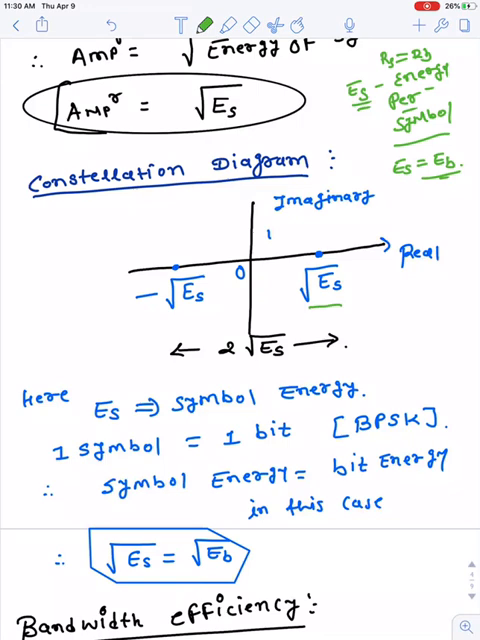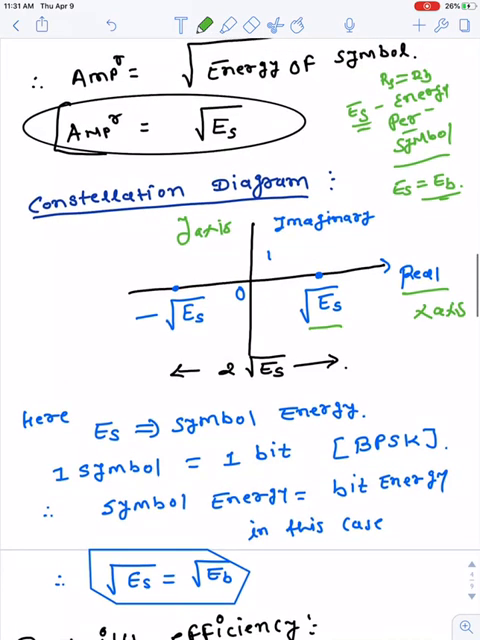And if you draw the constellation diagram, the x axis is the real axis and the y axis here is the imaginary axis. So we have an energy for symbol 1. If there is S1, S1 has this energy, defined by ES1, and the energy of symbol 2 can be defined by ES2. But in phase shift keying, the information is stored in the form of phase, not in the form of amplitude.